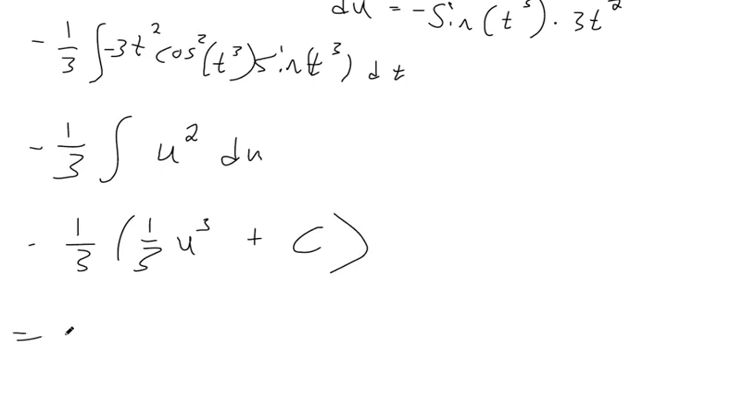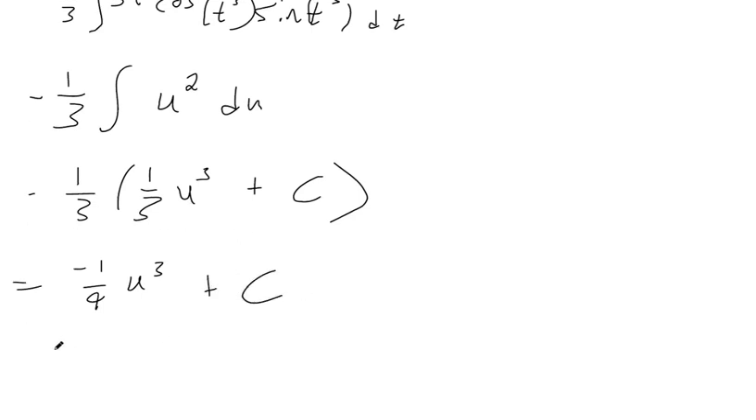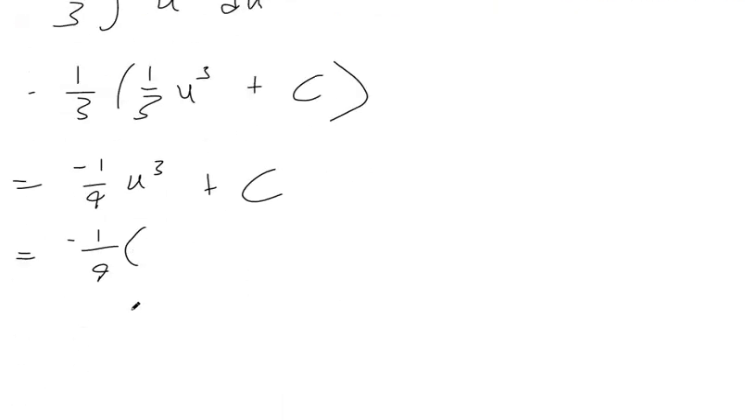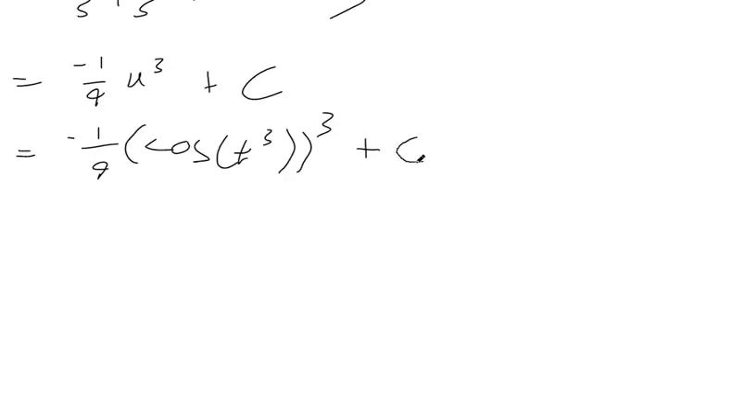And then we distribute. That's negative 1/9 u to the third, and then negative 1/3 times an arbitrary constant, which is just another arbitrary constant. And then the last step is just to put in what we had u substituted to be: cosine t to the third. Okay, or you could have the 3 over here, not over there. Whoops, sorry, plus some constant c. Okay, now we're done.